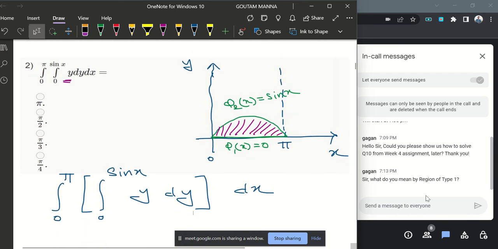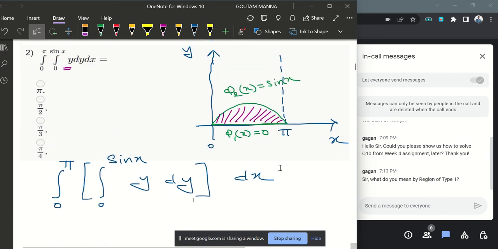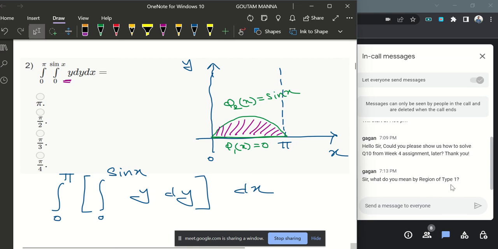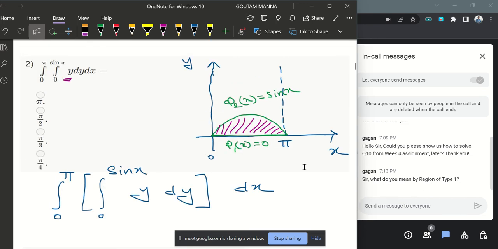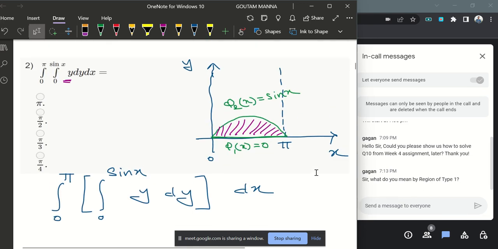So Gagan is asking, what do you mean by region of type 1? Actually, if you go through the lecture videos, it will be clear. It is clearly stated in the lecture videos. So region of type 1 means where the y can be expressed in terms of x. So this phi 1x and phi 2x. So with a single function, you can write the upper limit and lower limit of y as a function of x.